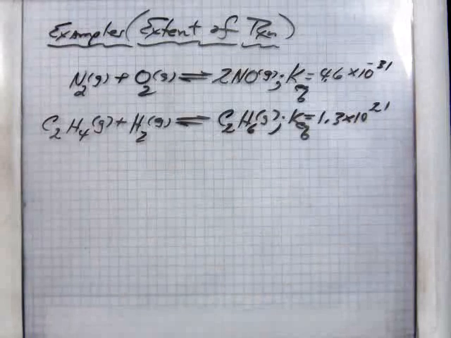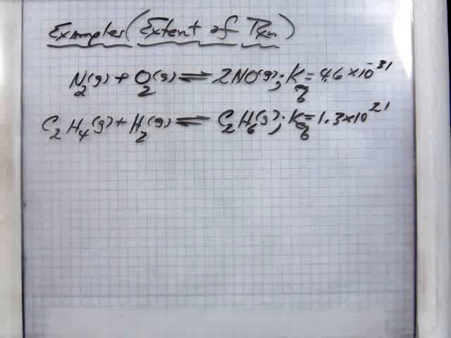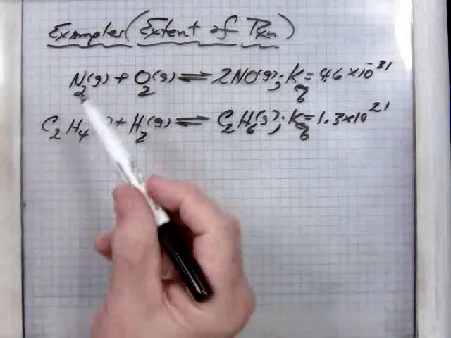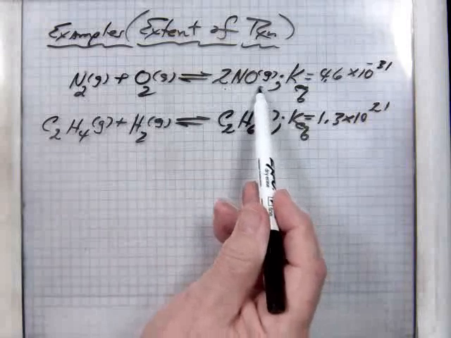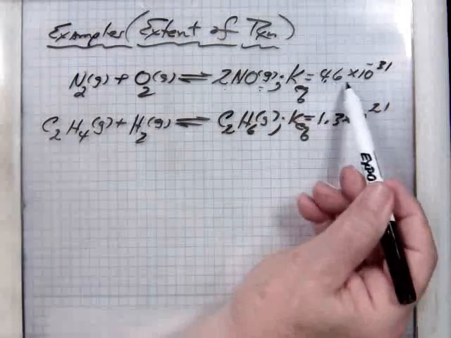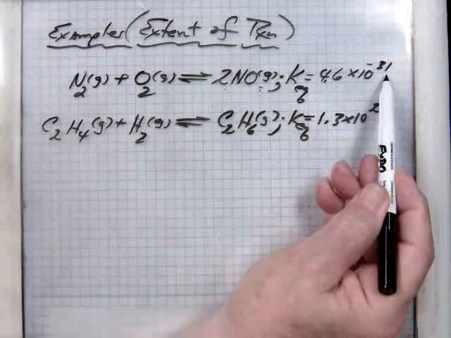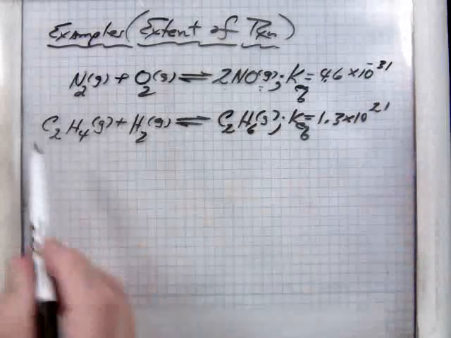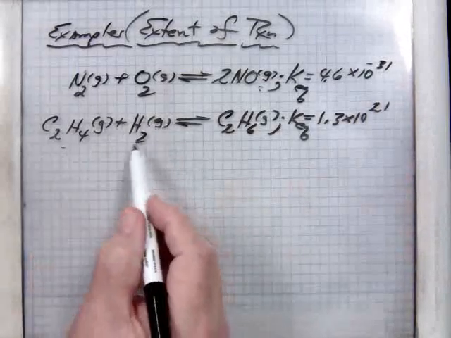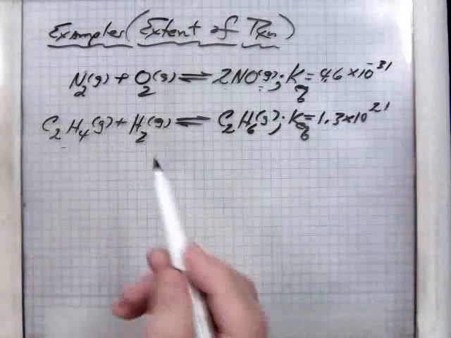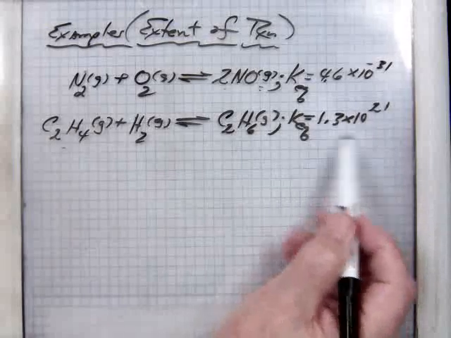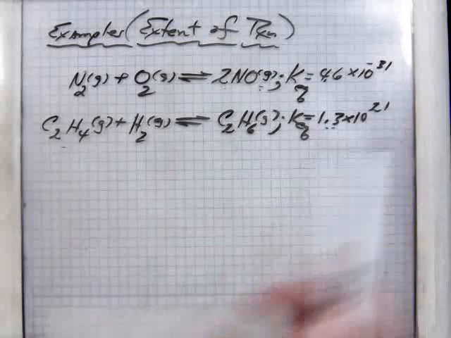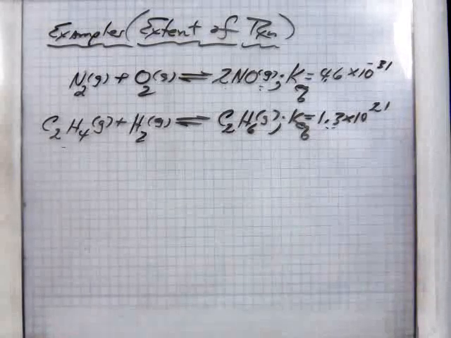But here are two reactions with significantly different K values. Here is N2 plus O2 goes to 2NO as a gas. Its K value is 4.6 times 10 to the minus 31. Compare that with ethylene hydrogenation, producing ethane. Look at its K value, 1.3 times 10 to the 21st.